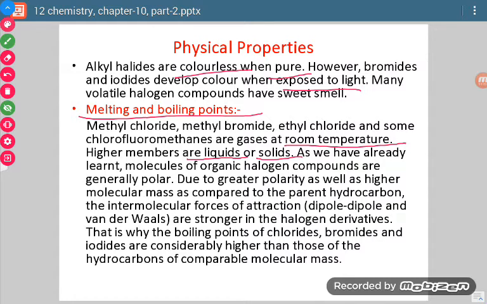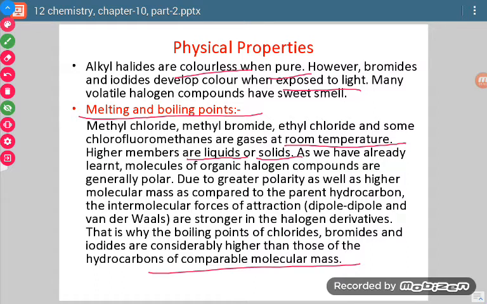Now molecules of organic halogen compounds are generally polar. Due to greater polarity as well as higher molecular mass as compared to the parent hydrocarbon, the intermolecular forces of attraction are stronger in halogen derivatives. That is why the boiling points of chlorides, bromides and iodides are considerably higher than those of hydrocarbons of comparable molecular masses.